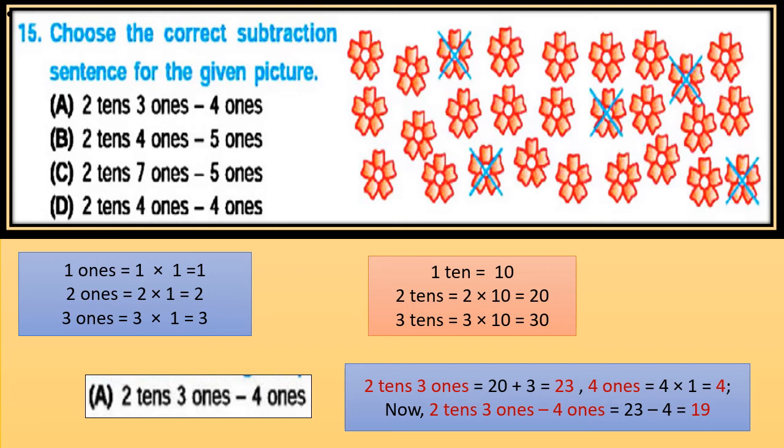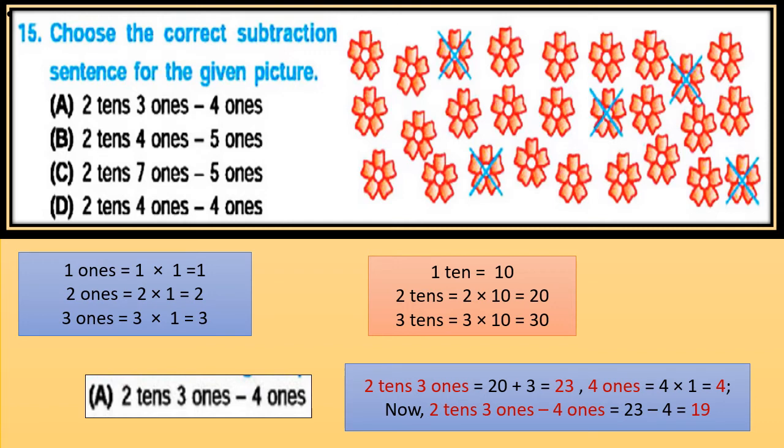Now we know that 1 ones is 1 into 1 equals 1. 2 ones is 2 into 1 equals 2. 3 ones is 3 into 1 equals 3. Now 1 ten is 10 into 1, 10. 2 tens is 2 into 10, 20. 3 tens, 3 into 10, 30.